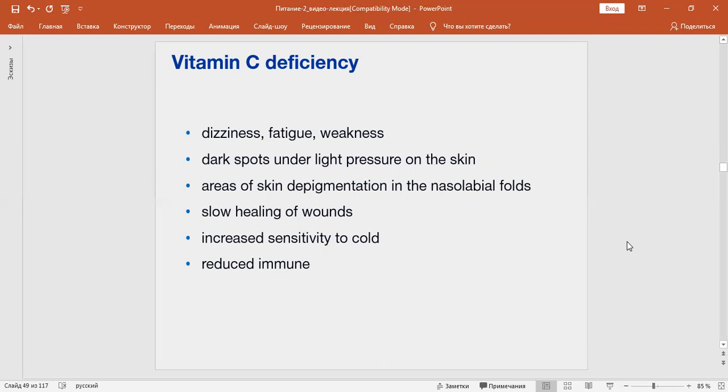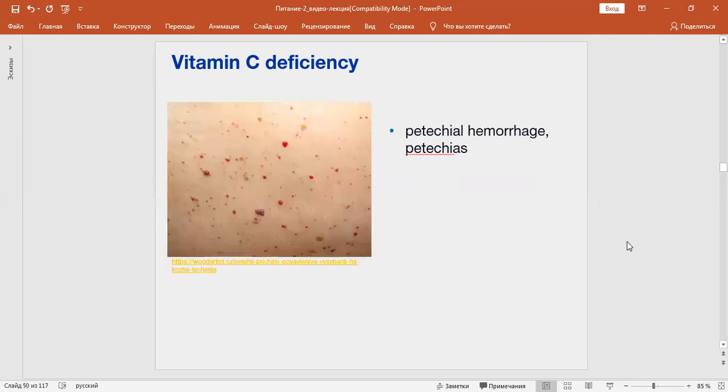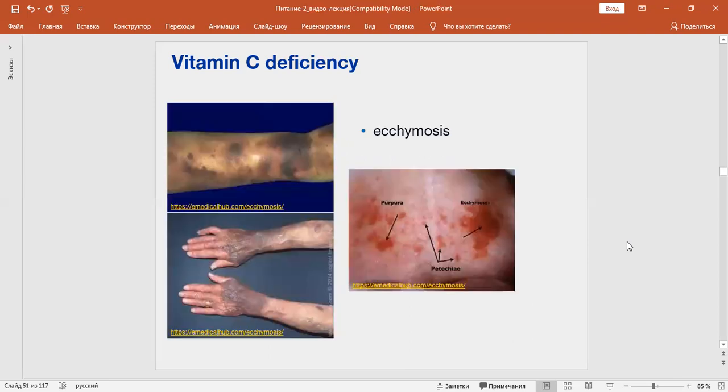Some manifestations are presented on the following slide. For example, petechiae. Petechiae are red dots on the skin that occur when capillaries rupture. Then ecchymosis. It's defined as hemorrhagic blotching due to pooling of blood under the skin or mucous membrane. You see the difference between petechiae and ecchymosis in the right figure.